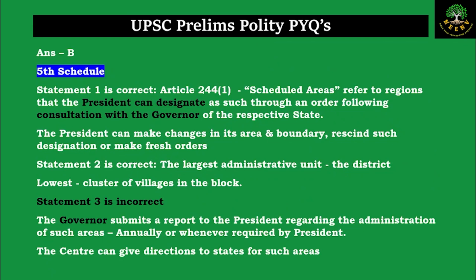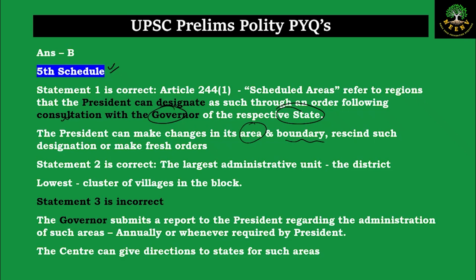This particular statement, the question, is talking about the Schedule 5, and Schedule 5 talks about certain areas where the president will designate certain areas through an order as the scheduled areas, and this will be done only after the consultation with the governor of the respective state. The president has the power to make changes in the areas, in the boundaries, and also rescind or designate particular areas as scheduled areas. So that is mentioned in statement number 1.